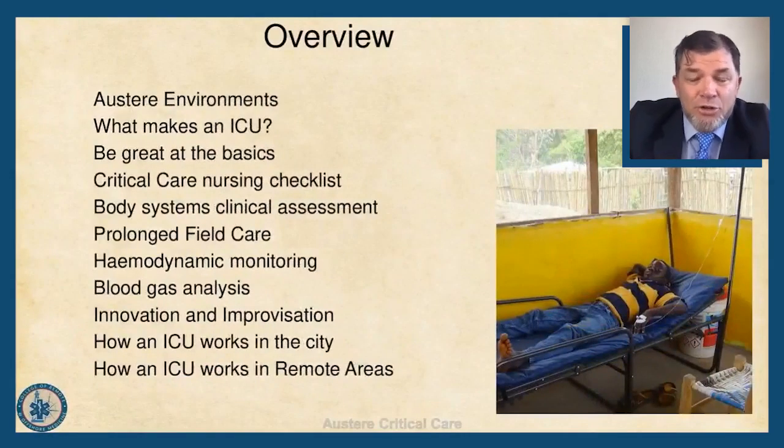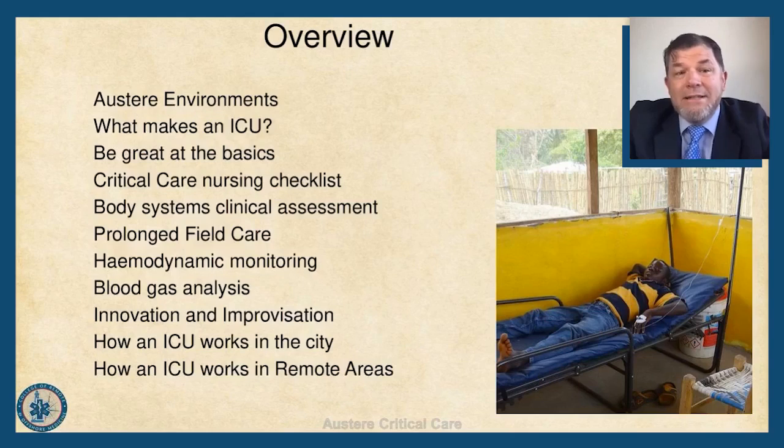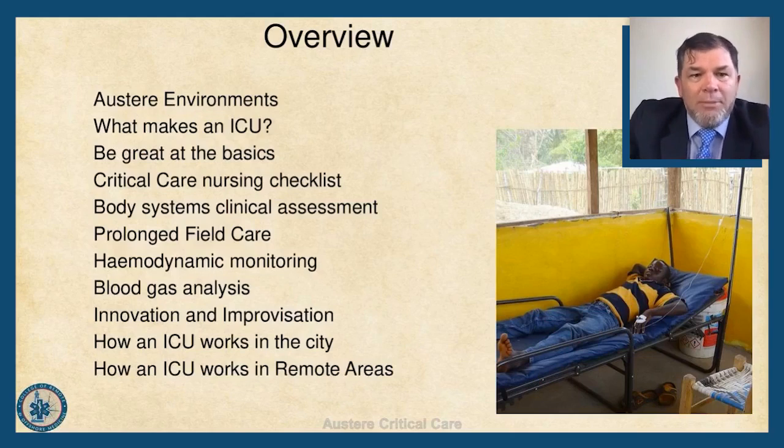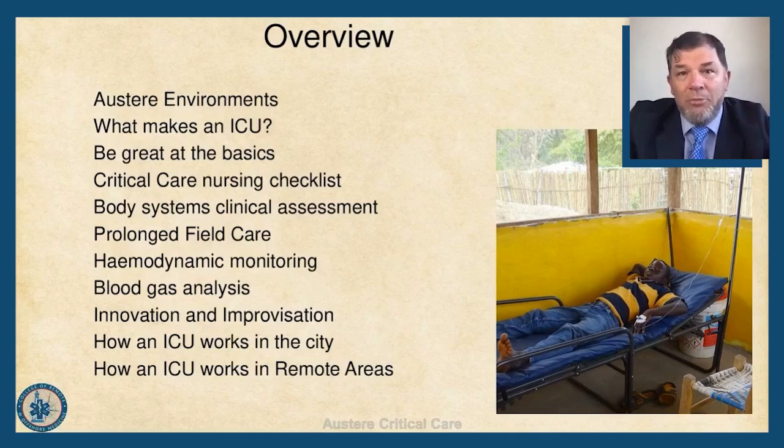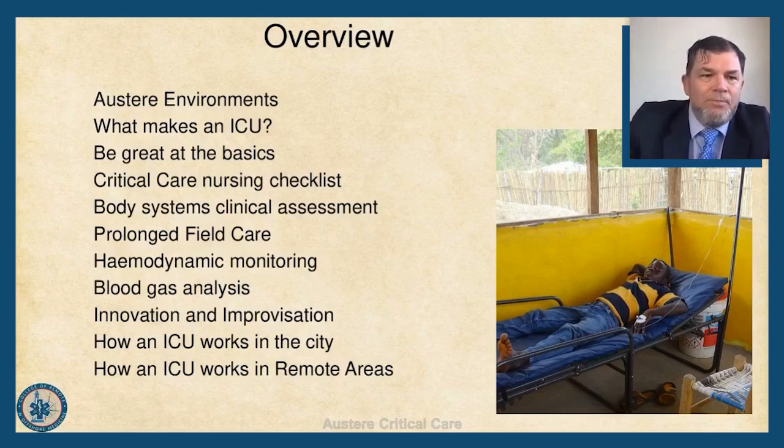So this is the introductory lecture. There's two more lectures. We're going to talk about what is an austere environment, talk a little bit about what makes an ICU. We'll talk about critical care nursing checklists and some skills that you can start working on now to make you better at critical care. We'll talk about clinical assessment and the body systems approach, a little bit of PFC, but this is not a PFC lecture. That's later on this week. We'll talk about blood gas analysis and some of the things that make an ICU, and we'll talk about the difference of ICU, how it works in the city, and how it works in a rural environment.